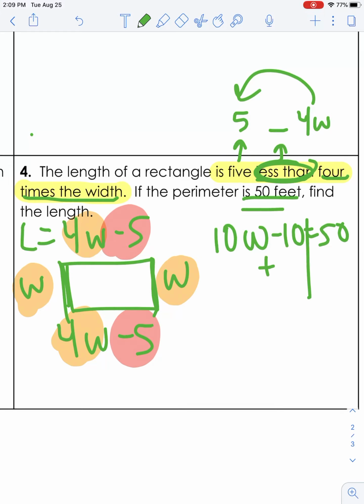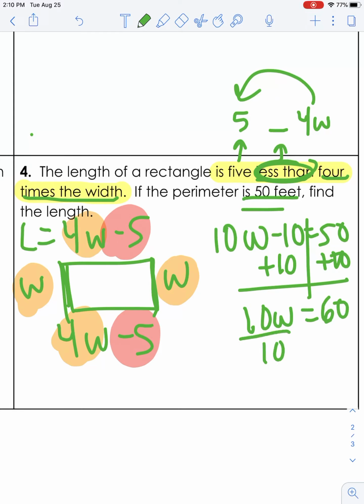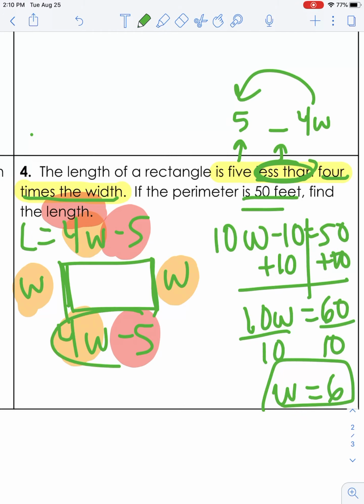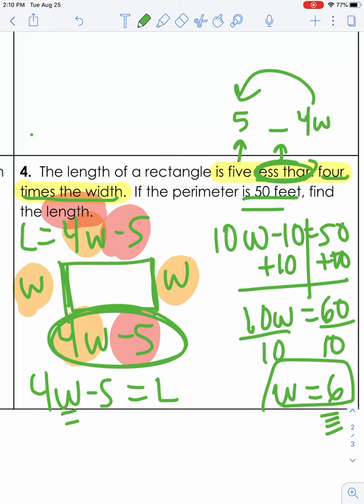Now we just solve our equation. Add 10 on both sides. Divide by 10 on both sides, and the width is 6. I don't want the width. Notice it says I want the length. So we are going to use our length equation, 4w minus 5, to find that length, L for length. We're going to plug in our value of 6 for w.